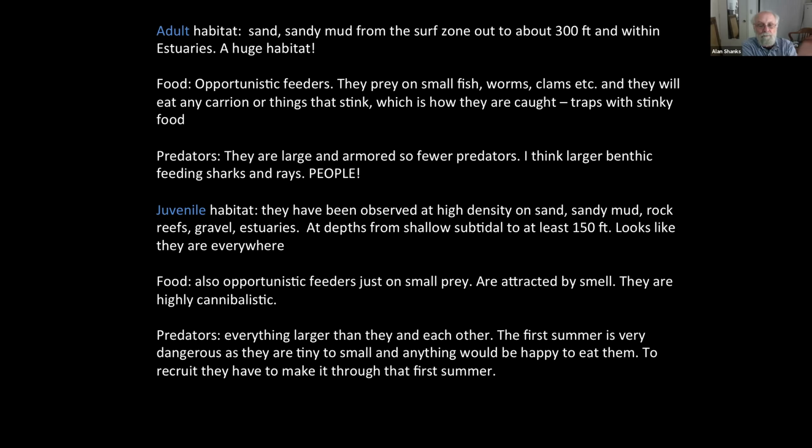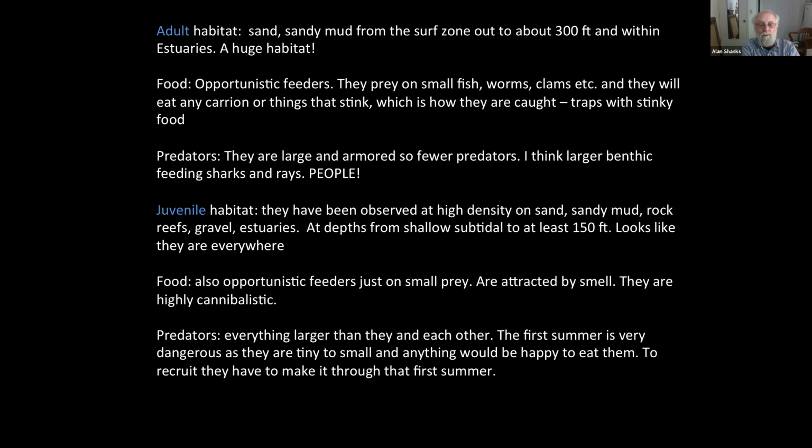The juvenile habitat, they've been observed at really high densities on sand, sandy mud, rock reefs, gravel, estuaries, at a depth from shallow subtidal to at least 150 feet. In other words, it looks like baby crabs are everywhere. They are also opportunistic feeders. They just feed on smaller prey. They're attracted by smell really actively, and they are highly cannibalistic. They eat each other really happily. Predators, everything larger than they are, eat them.